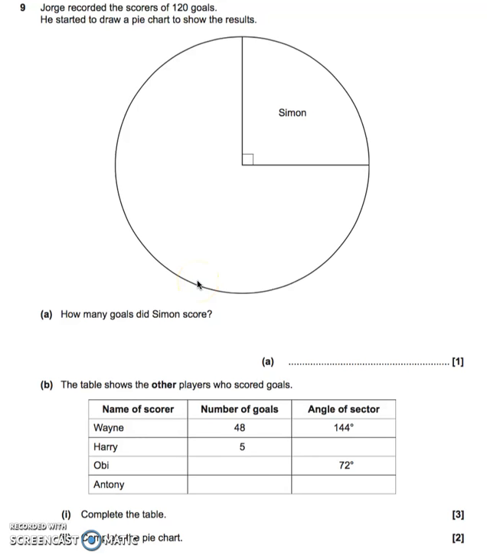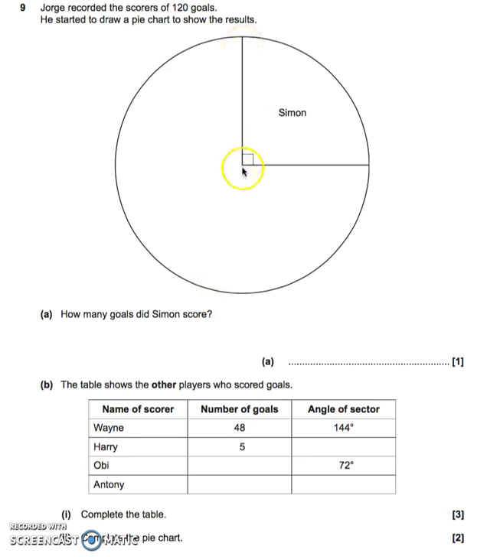Question number 9 is about Jorge or George recording the scores of 120 goals, and he started to draw the pie chart to show the results. All he's done is put Simon in there so far, so he didn't get very far with his pie chart. The first part of the question, A, asks us how many goals Simon scored.